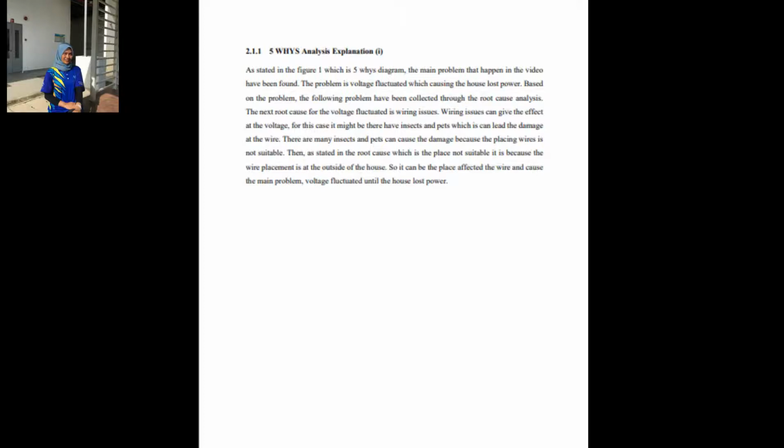Usually if they have insects or pests, it can cause damage. They can leave their parts or do anything that can affect the wire. This can happen when the wires are placed in an unsuitable place, such as in this video, where we found that it is placed outside of the house. So I think that's all the explanation about this analysis from me. Thank you. The other members can continue my explanation with another problem.